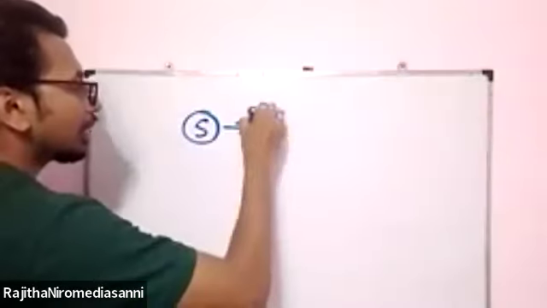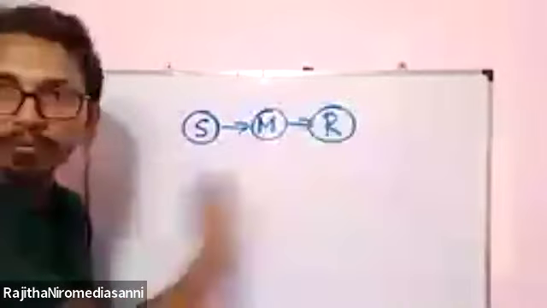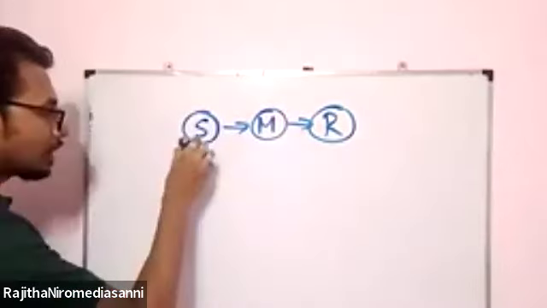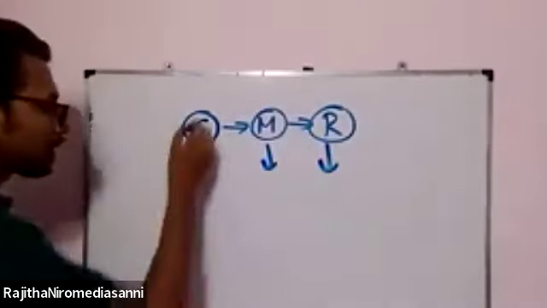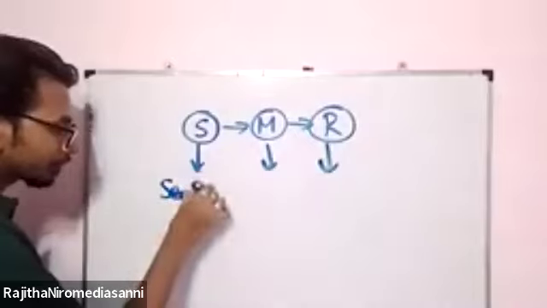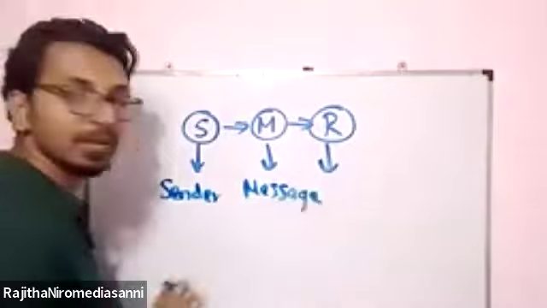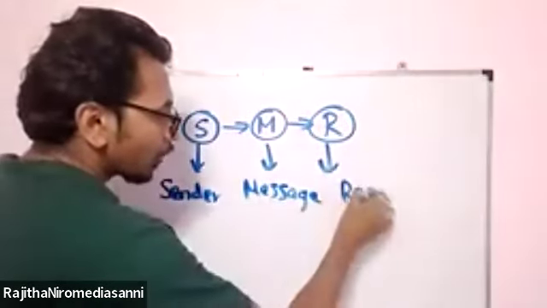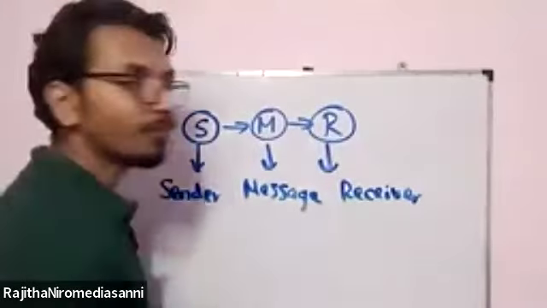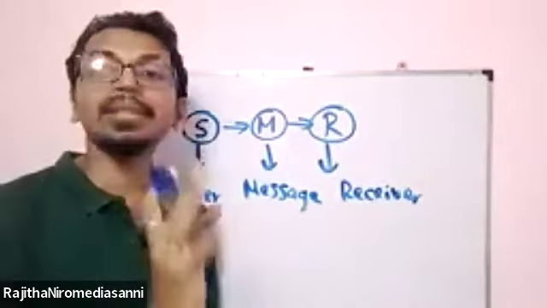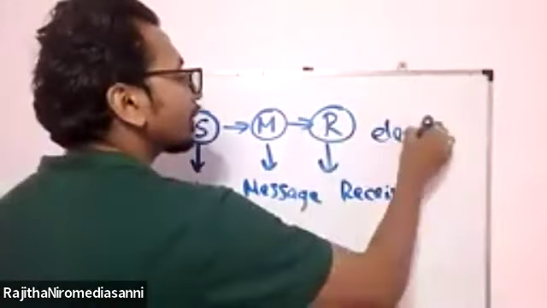Sender, message, receiver. Simple model. See, these are the main roles, the elements. Sender is here, message is here, receiver is here. So sender, message, receiver are the main three roles, the main three elements of the communication.